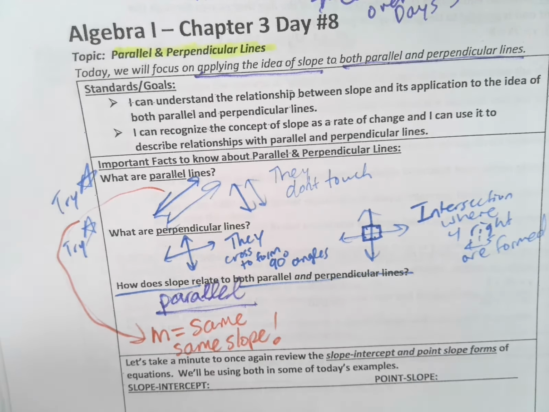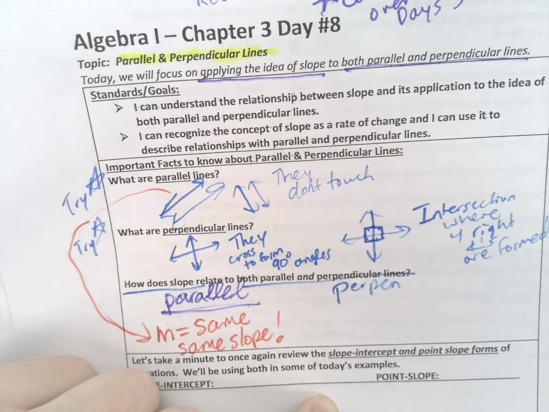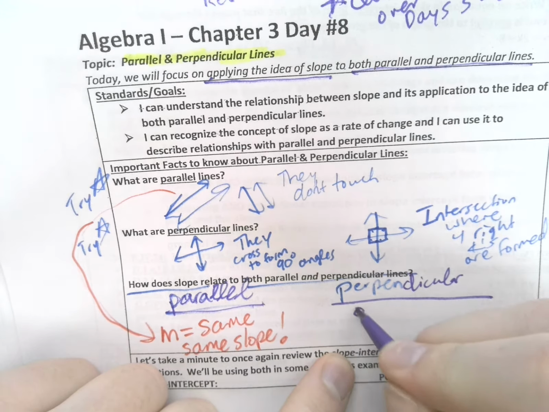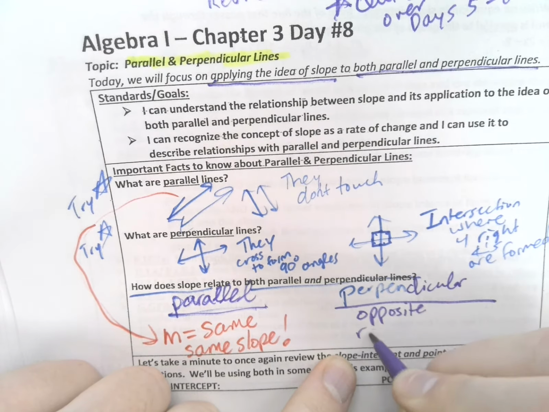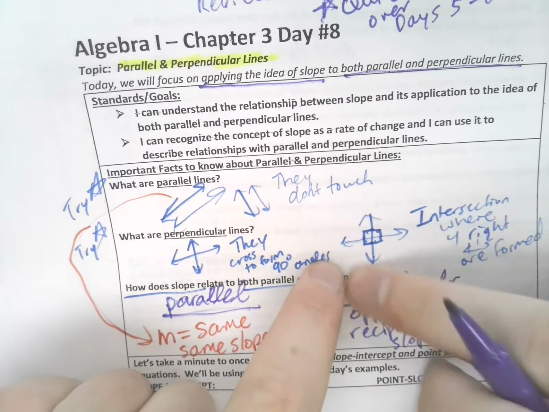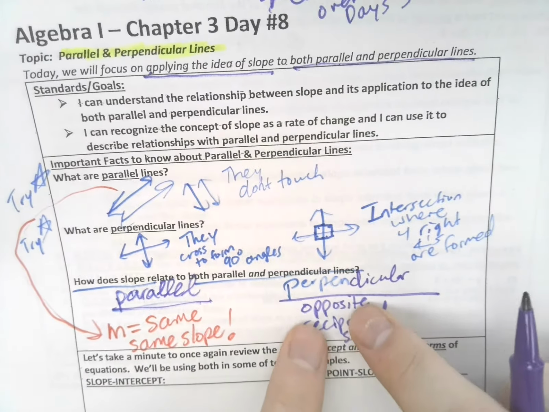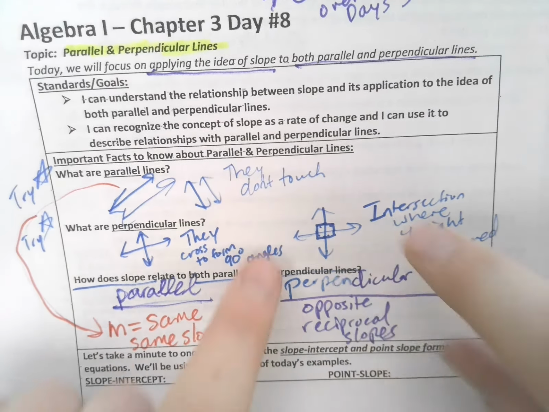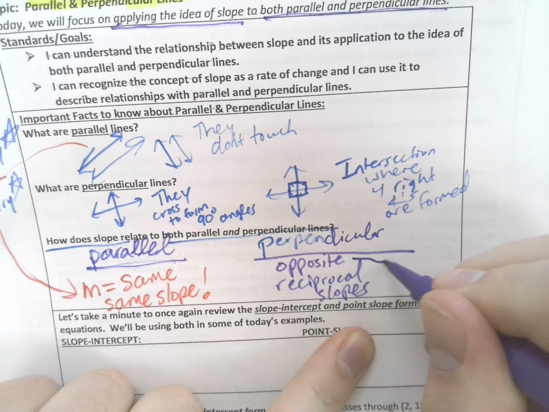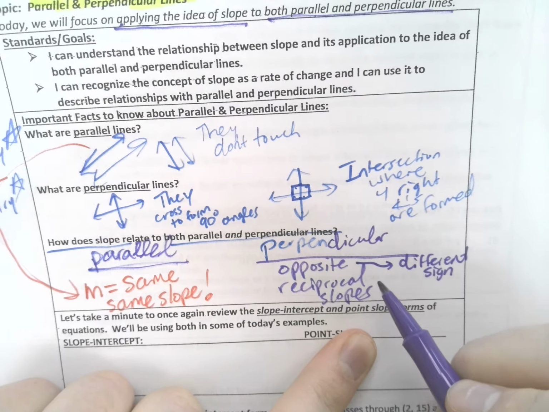Now, for perpendicular, it's a little bit different. Perpendicular lines are different. And this is a little bit trickier. They have what's called opposite reciprocal slopes. So we know they intersect in a very particular way where they form 4 right angles. And the reason that happens is they have opposite reciprocal slopes. That word opposite, if you want to break this down, means different sign. So if one's positive, one's negative.